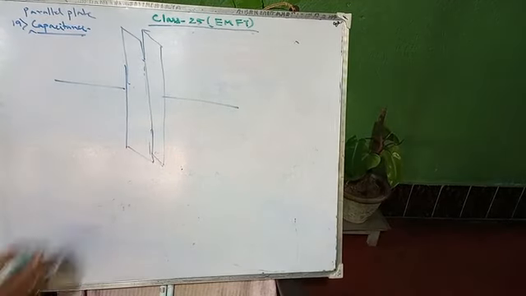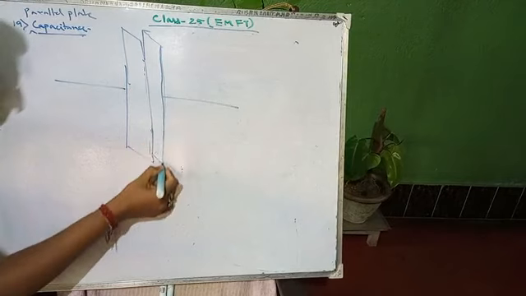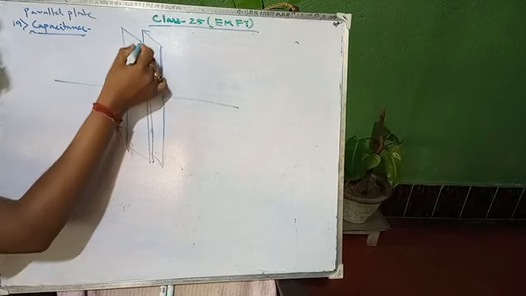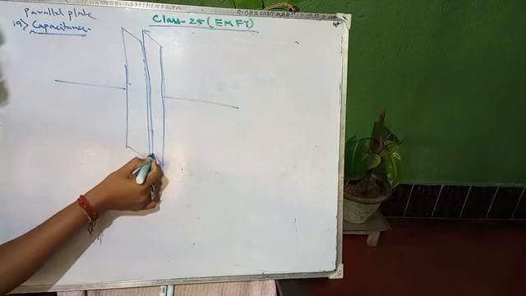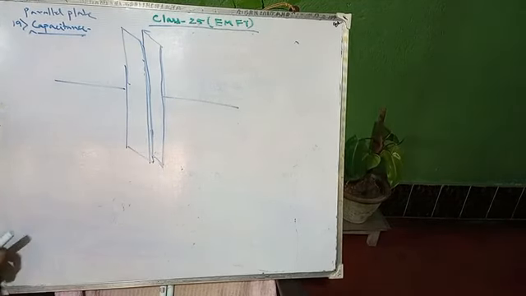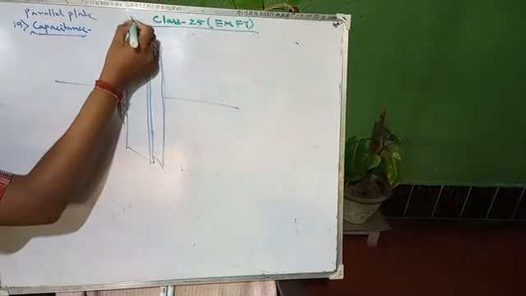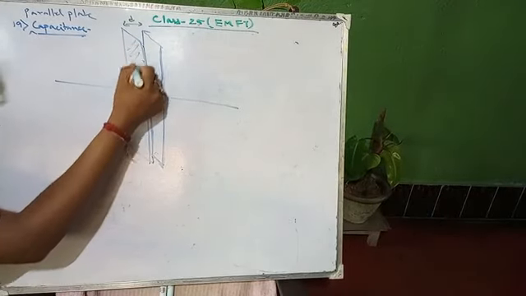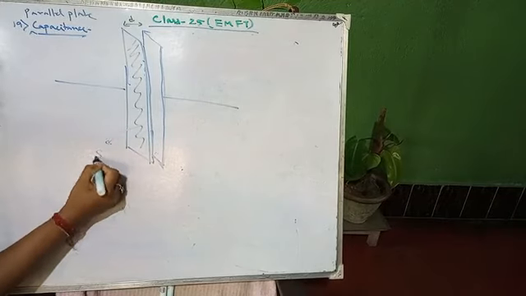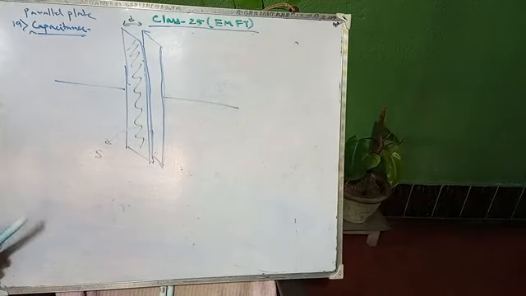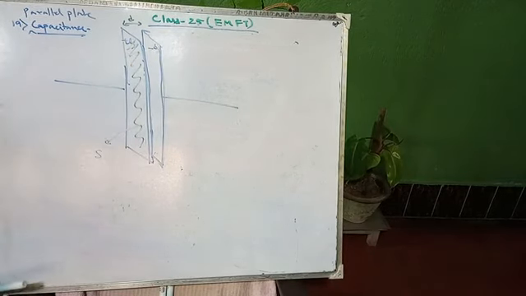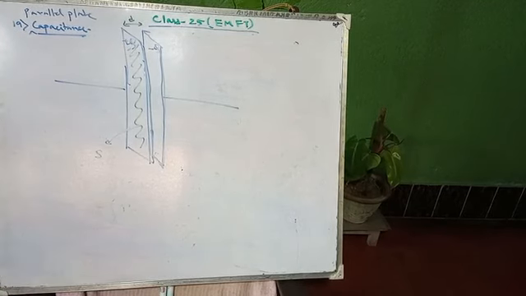Suppose it is a parallel plate capacitor. So this is a plate and this is a plate. The distance between the parallel plates should be considered d, and the surface area of this capacitor will be S. We are taking plus Q charge over here and minus Q charge over here. So we have to take this type of concept first.